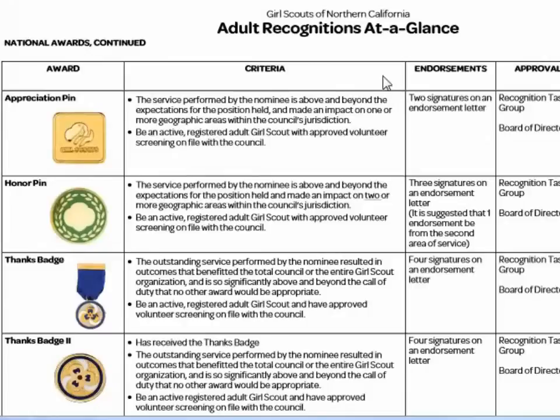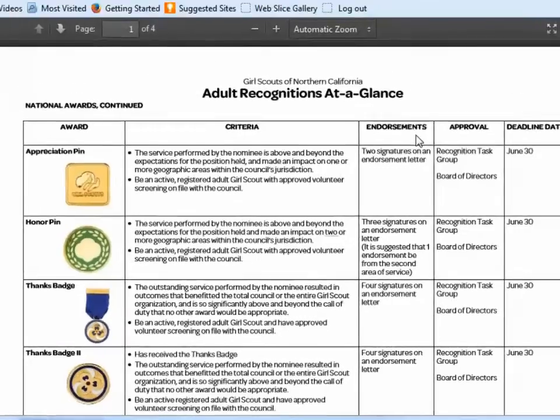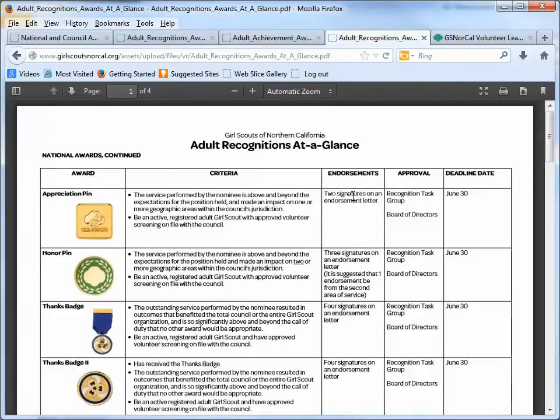You'll also want to pay close attention to the number of endorsements that are required for each award. The Appreciation Pin, for example, requires 2 signatures on an endorsement letter, while the Thanks Badge requires 4. The deadline for all submissions is June 30th. All submissions are sent to the Recognition Task Group for approval and then on to the Board of Directors for final approval.